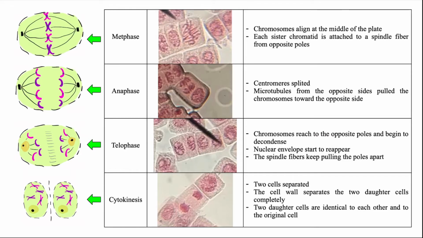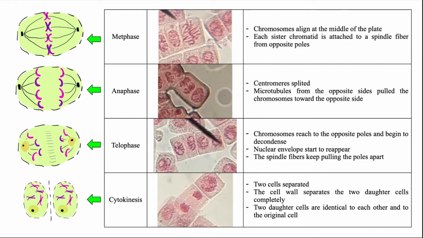Comparing metaphase to anaphase, you can see clear differences: the spindle fiber and the microtubule already pull the sister chromatids apart into chromosomes. So in anaphase, the centromere splits and the microtubules from the opposite sides pull the chromosomes toward each pole.